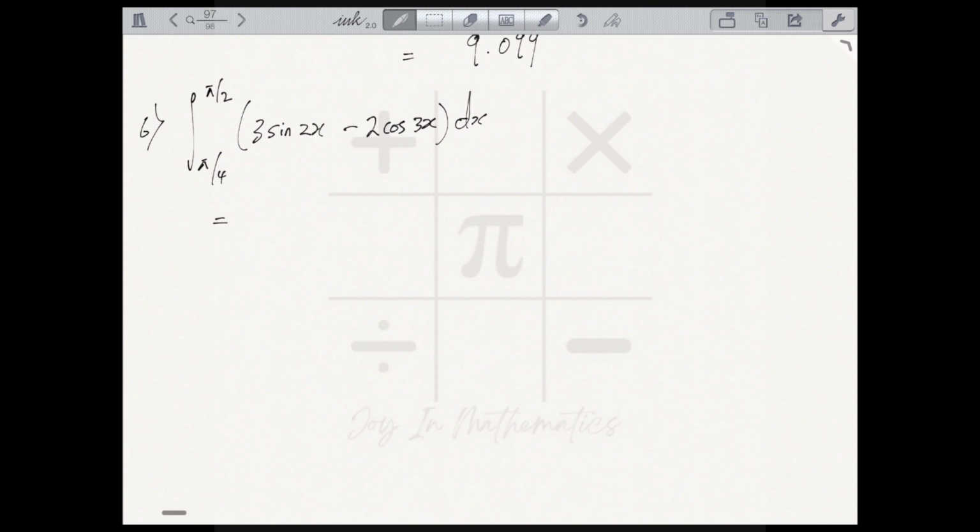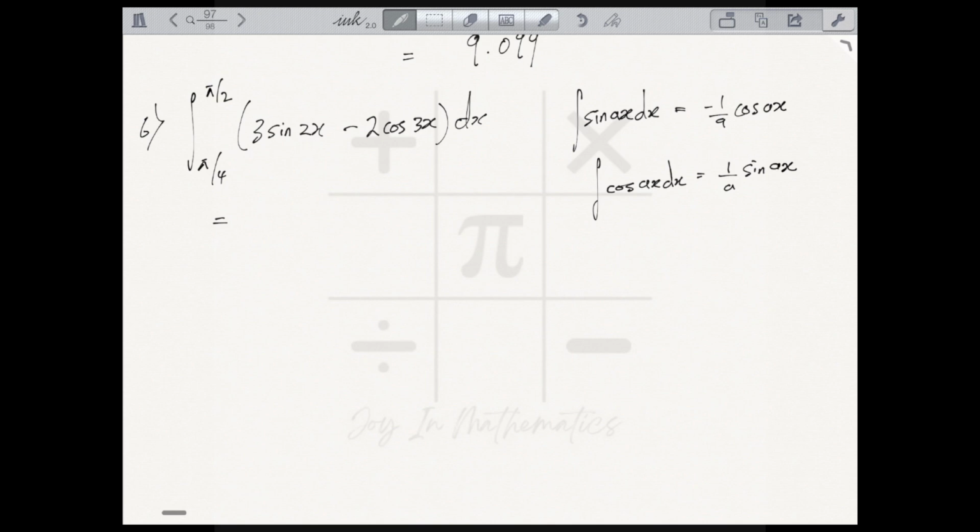Before we continue, let's write out the principles. That's integrating sine ax with respect to x, we would have minus 1 over a cos ax, and integrating cos ax with respect to x, we'll have 1 over a sine ax.